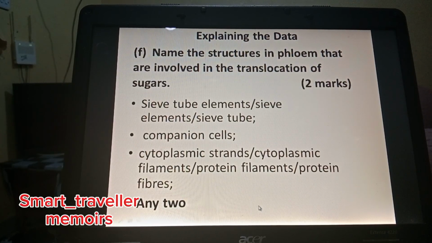Name the structures in phloem that are involved in translocation of sugars. We have sieve tube elements, or sieve elements, or sieve tubes, companion cells, and the cytoplasmic strands, or you can call them cytoplasmic filaments, or protein filaments, or protein fibers, where you mark only any 2.